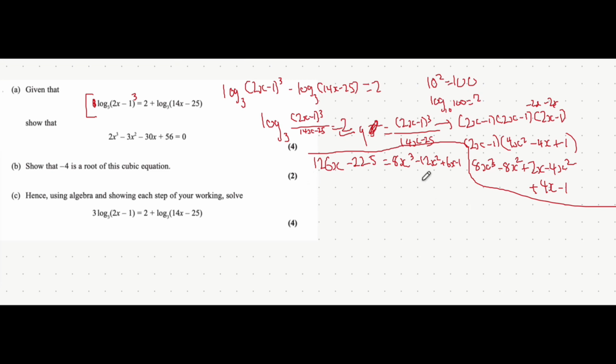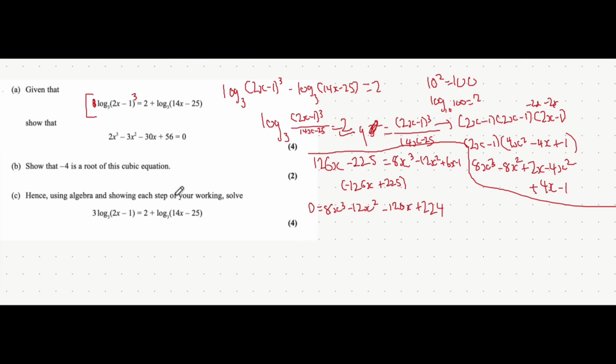What you then want to do is take all the terms to one side. So let's take away 126x and let's add 225 to both sides to make the left hand side equal 0. When we do that, the right hand side becomes 8x cubed as it was, minus 12x squared because the x squared term is unchanged. Now 6x take away 126x is minus 120x, because 6 take away 126 is minus 120. Minus 1 take away plus 225 is plus 224. And then now to get from what we have to the final answer, we notice that each of these terms are multiples of 4.